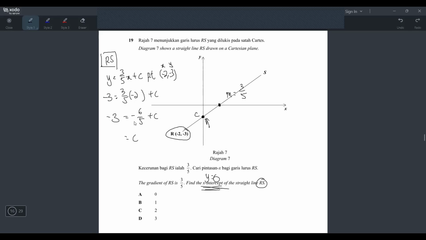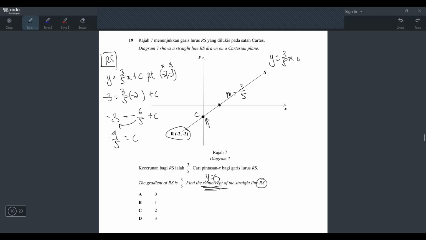So how to get your c? Just move this, it becomes plus. So now you press your calculator, -3 plus 6/5. Okay, let's press. Okay, I already pressed it. My calculator gives me -9/5. So finally, I have my equation. My equation is y equals mx plus c. My m is 3/5 x.